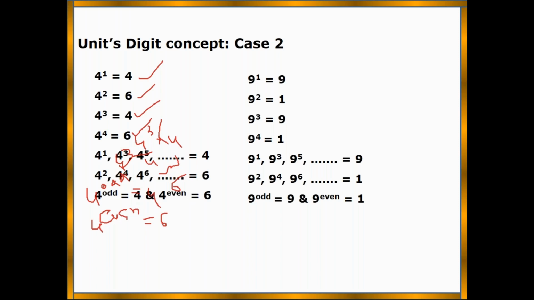Clear? Remember, 4 power odd is 4, 4 power even is 6, 9 power odd is 9, 9 power even is 1.